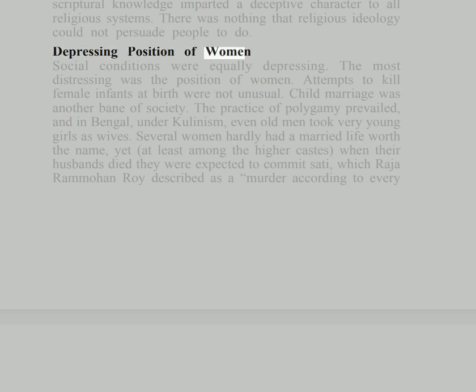Depressing position of women. Social conditions were equally depressing. The most distressing was the position of women. Attempts to kill female infants at birth were not unusual. Child marriage was another bane of society. The practice of polygamy prevailed, and in Bengal, under Kulinism, even old men took very young girls as wives.